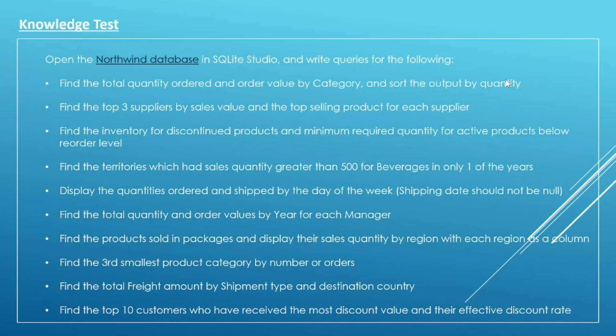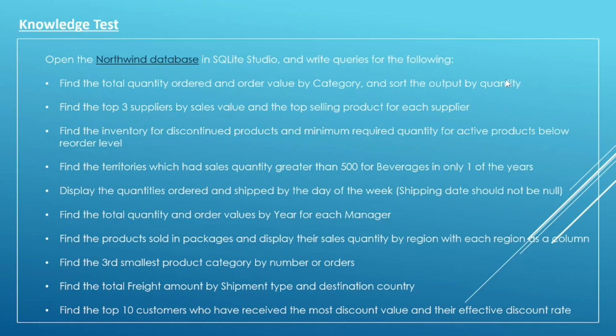First question: find the total quantity ordered and order value by category and sort the output by quantity. Next, find the top 3 suppliers by sales value and the top selling product for each supplier. Next, find the inventory for discontinued products and the minimum required quantity for active products below reorder level. Next, find the territories which had sales quantity greater than 500 for beverages in only one of the years.